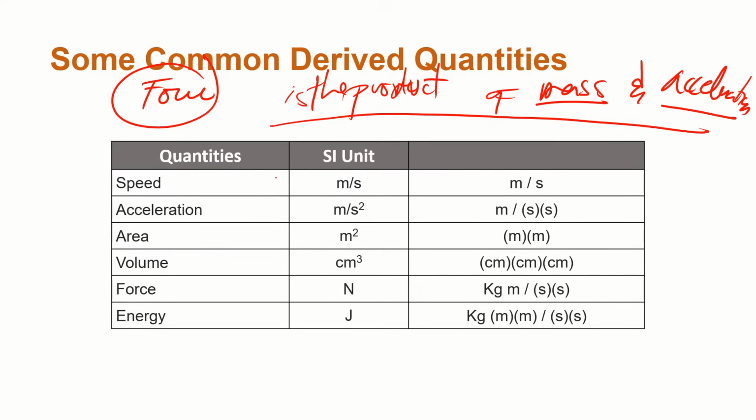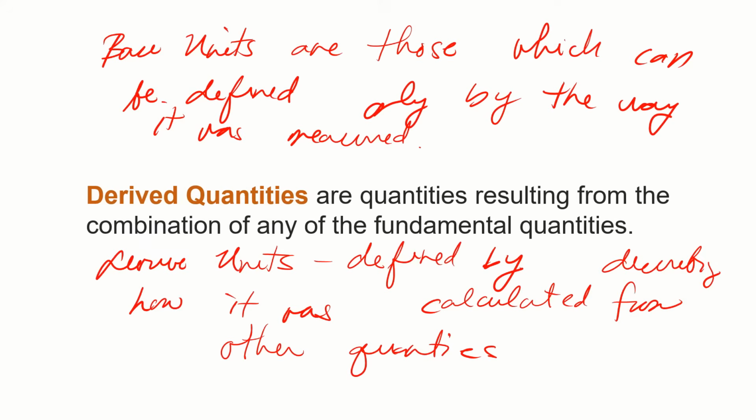For example, speed is distance divided by the time elapsed. Or acceleration is equal to the change in velocity divided by the time interval, or the time elapsed. As you can see, these derived quantities are defined by the way they were calculated, meaning whatever other quantities are needed to get the value. But fundamental quantities are defined based on how they were measured. How they are measured in real life is the definition of our fundamental quantities and fundamental units.